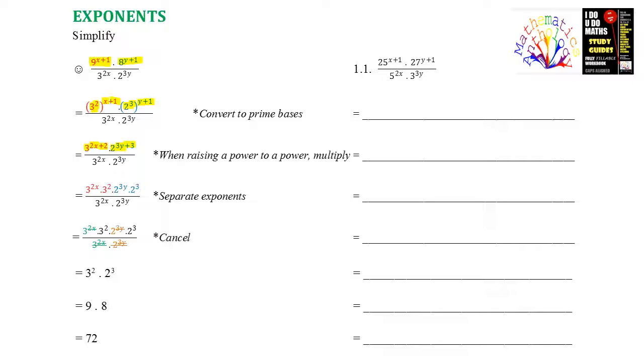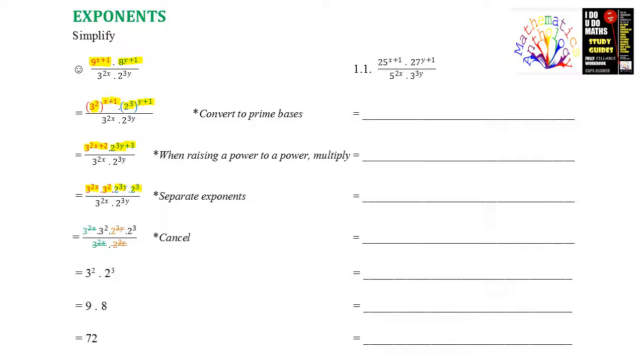Now, I am eventually looking to cancel things off, but at the moment I can't cancel because I need to separate everything in the numerator. So 3 to the power 2x plus 2 becomes 3 to the power 2x times 3 to the power 2. Then 2 to the power 3y plus 3 becomes 2 to the power 3y times 2 to the power of 3.